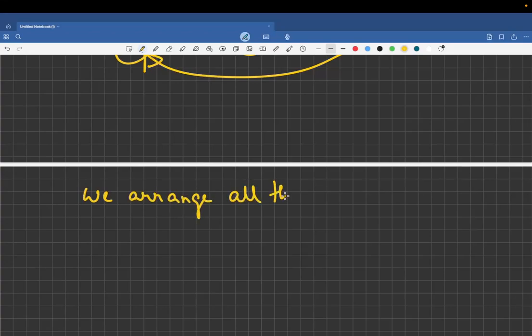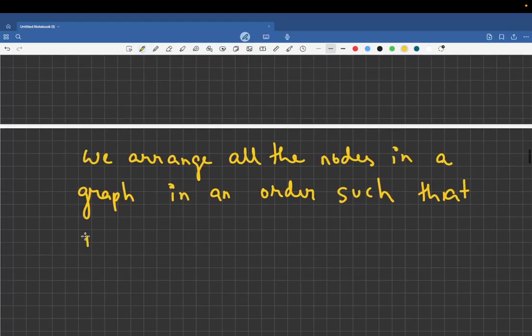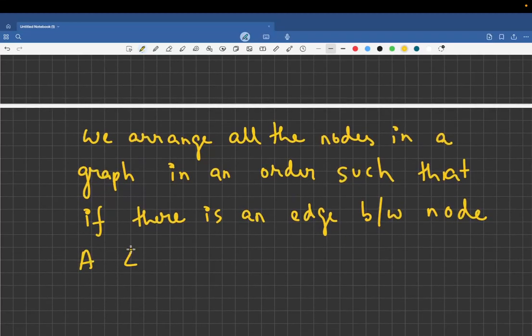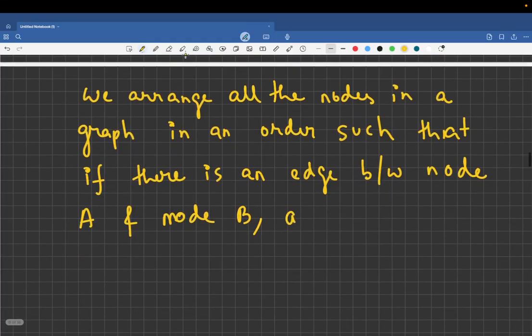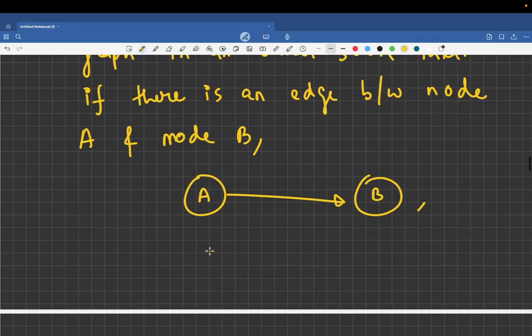We arrange all the nodes of the graph in an order such that if there is an edge between node A and node B, and the edge looks something like this, a directed edge from A to B, then A occurs before B in the ordering.